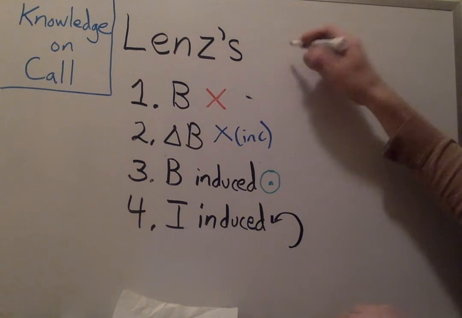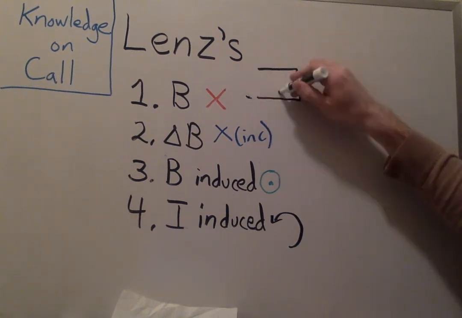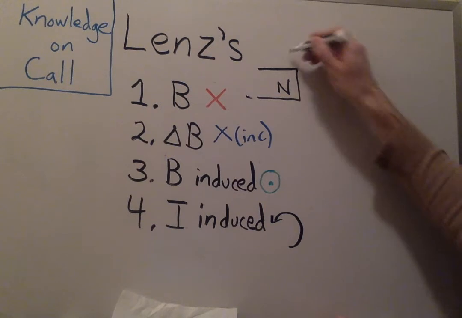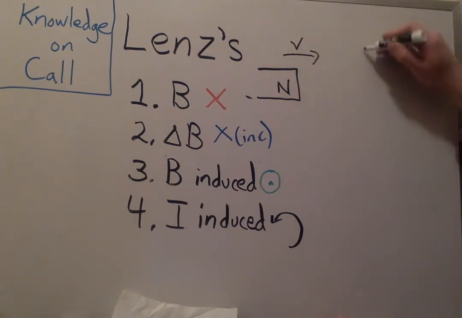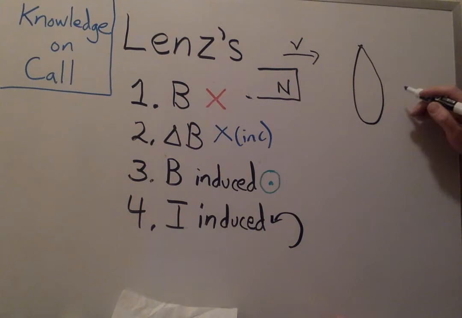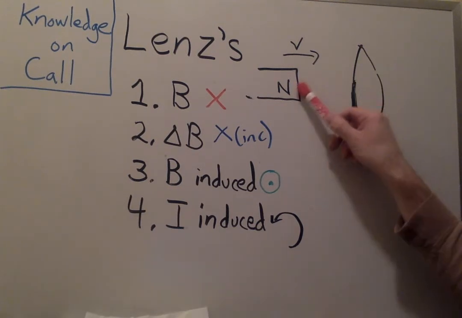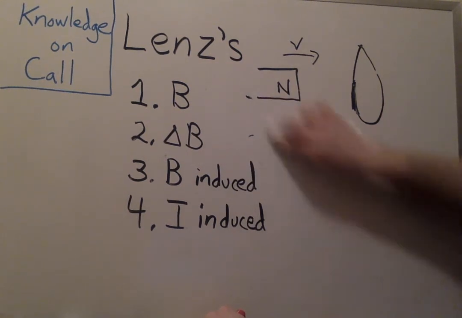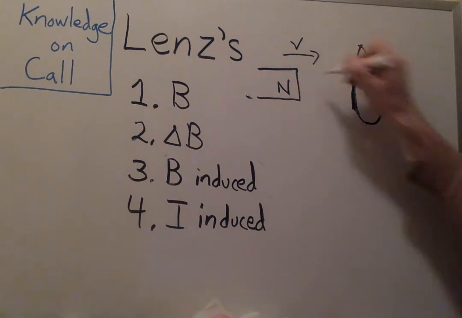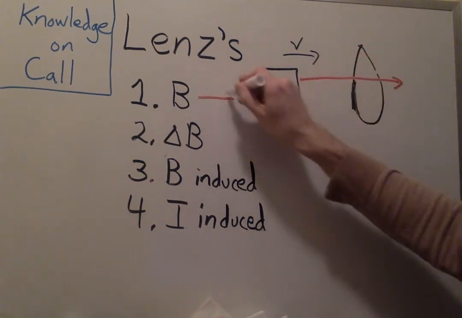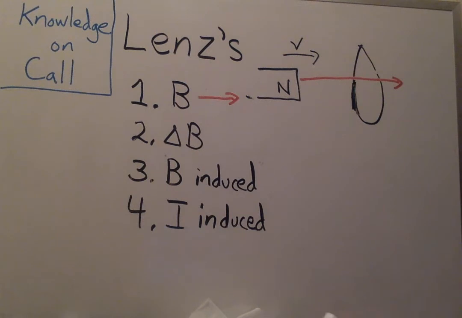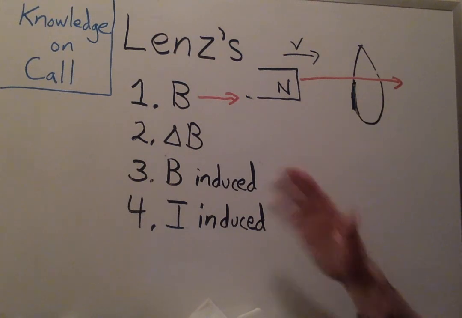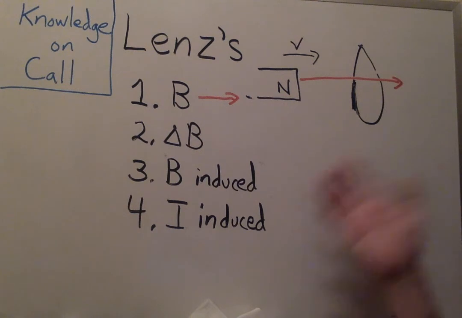Let's suppose we have a magnet, north end, and it has a velocity moving towards a loop. And I'm going to say this is the front of the loop. Now, magnetic field comes out of north, so the B field points this way. Now, do we expect the B field to be getting stronger or weaker? It's getting closer, so we expect the field to be stronger.